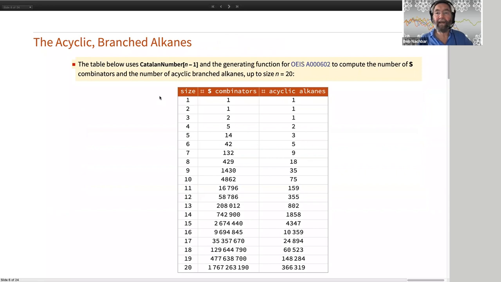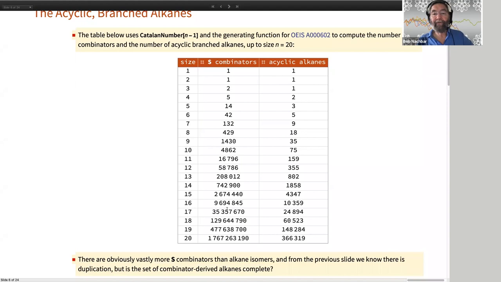This table shows the number of possible combinators for the number of symbols, and this column over here shows the number of possible acyclic alkanes. This number can be computed with the code at the end of the notebook for the sequence A000602 from the Encyclopedia of Integer Sequences. And so we can see that there are many, many more combinators than there are alkanes for a given number of symbols or a given number of carbon atoms. So there's some redundancy there.